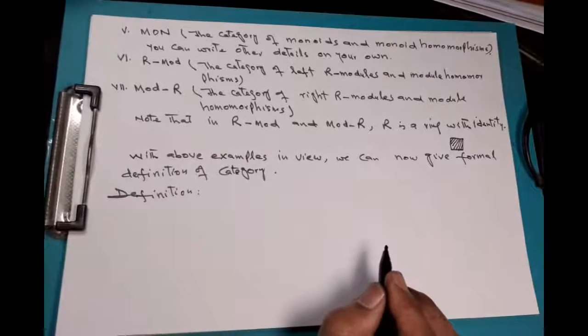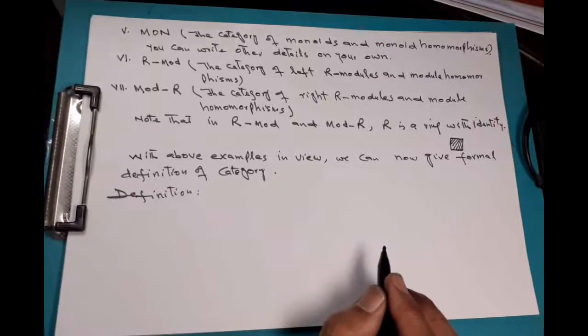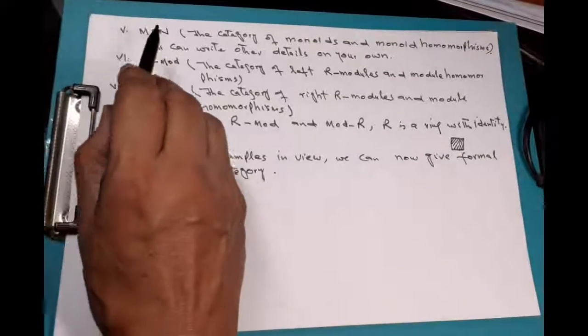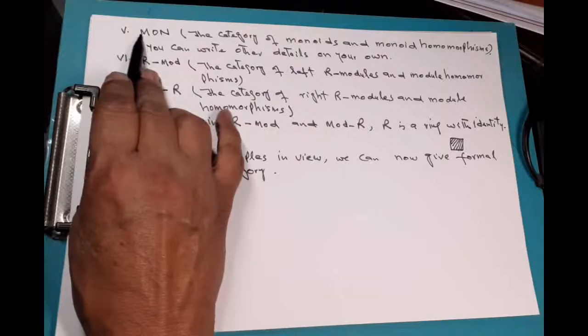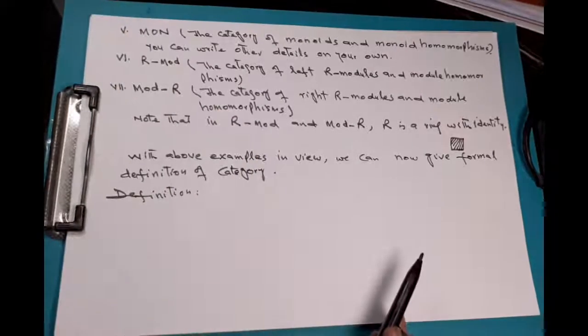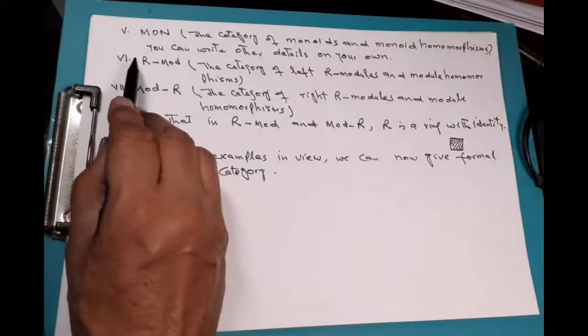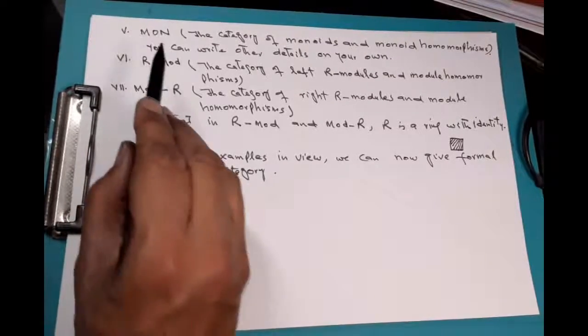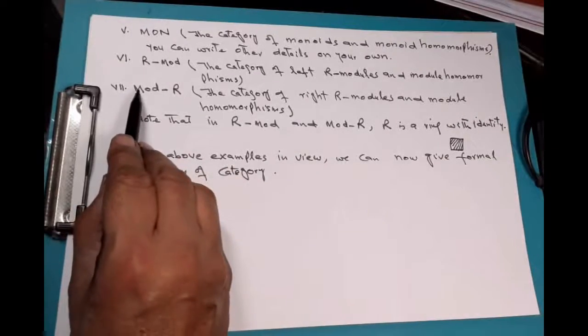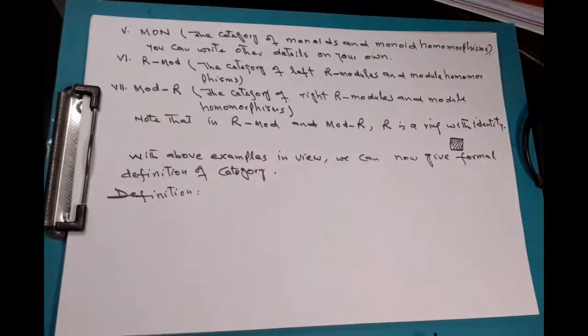Now we are going to denote category by a symbol, as in case of category of monoids we used this symbol MON. In case of category of left R modules we used this particular symbol. For category of right R modules we used this particular symbol. Now for the formal definition of a category, the symbol I am going to write, you will see that symbol, and if you do little practice you will be able to write it very easily.